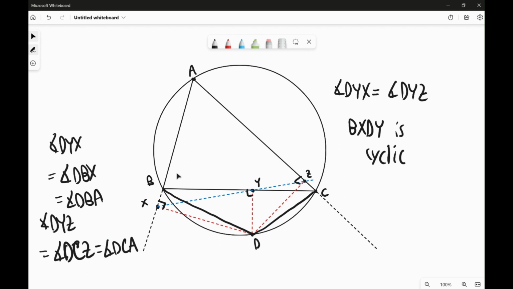And if you want to put a name to this theorem, it's called Simson's theorem, which states that X, Y, and Z are collinear. And this line XYZ is denoted by Simson's line, named after Simson. Let me go ahead and spell it out. So Simson.